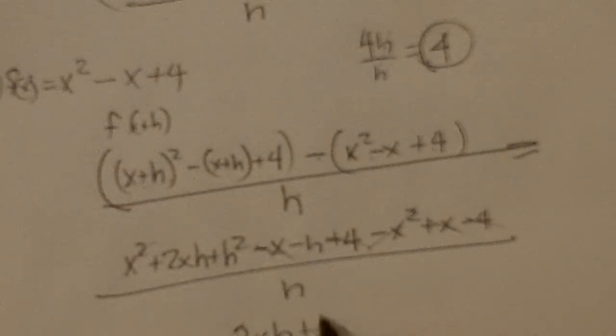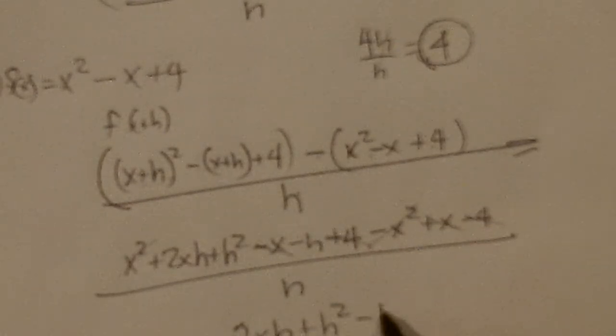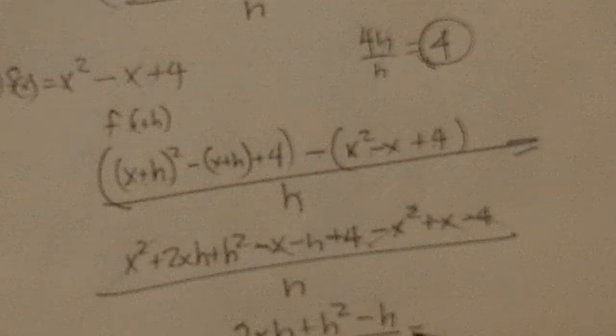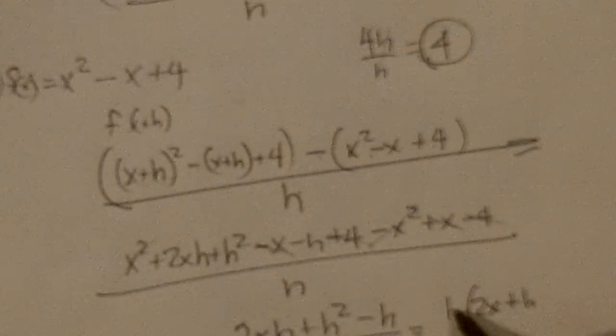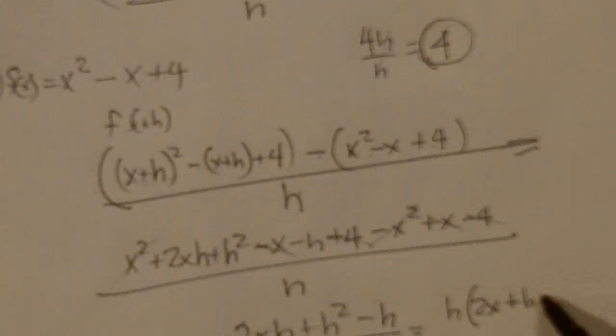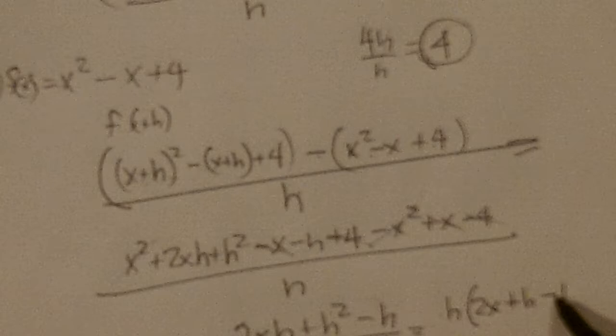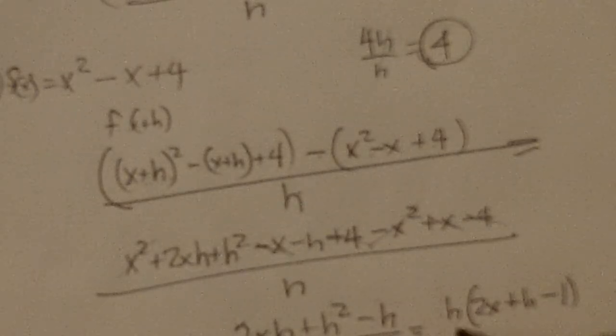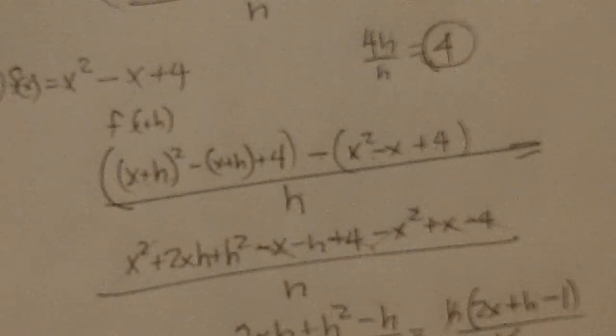And so I got 2xh plus h squared minus h divided by h. So I factor an h out and I get h times 2x plus h, because h times h is h squared, minus 1, because h times minus 1 is minus h, over h, and the h's cancel, and I get 2x plus h minus 1.